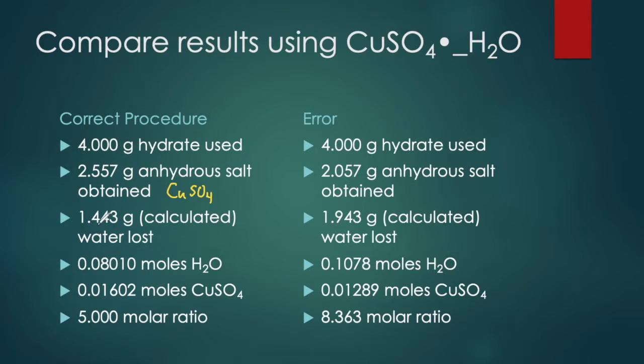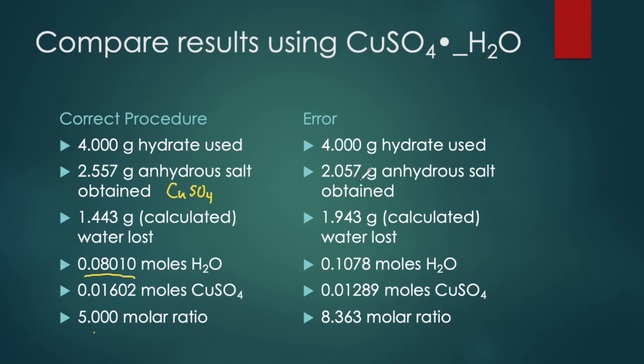Then if you convert both of these masses to moles, 1.443 grams of water is 0.08010 moles of water. 2.557 grams of copper 2 sulfate is 0.01602 moles of copper 2 sulfate. And then if we calculate the ratio, moles of water to moles of copper 2 sulfate, we get that the molar ratio is 5. There's 5 times as many moles of water as there is copper 2 sulfate. So this is the correct answer, gotten with the correct procedure.